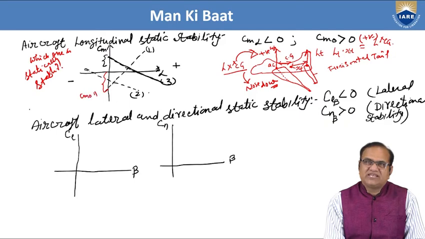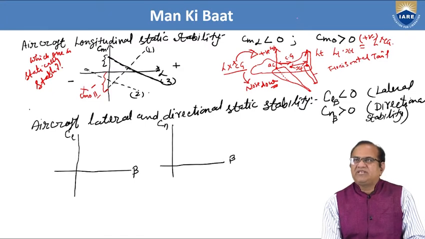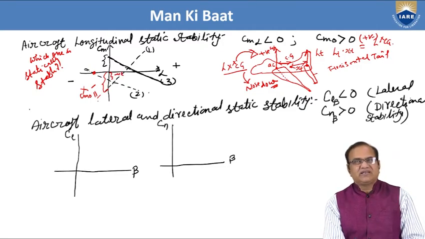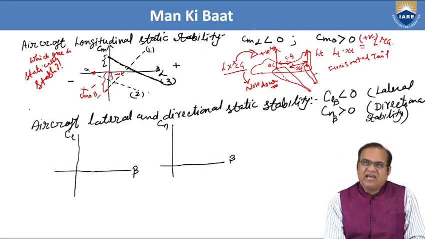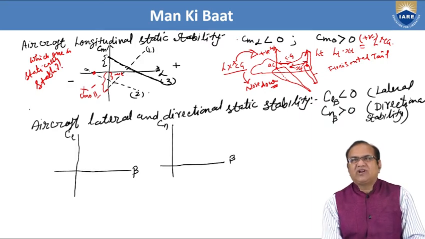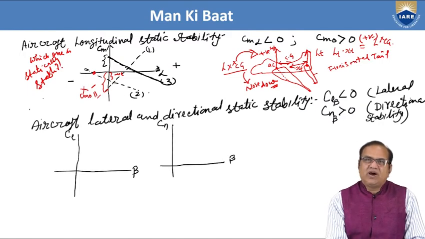So if you see, this is the negative. So first condition, it is not meeting this Cm naught. If you take this second case, here, if you see, this is also Cm naught is negative. So it is not meeting. And also, if we increase the angle of attack here for this case 1, Cm is increasing. So this is also not meeting. Cm alpha should be less than 0. So case 1 and 2 both are unstable.